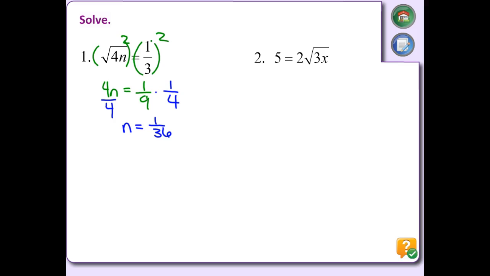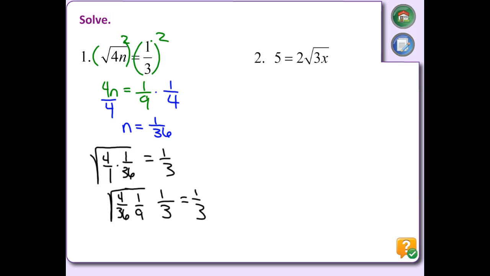Okay, now we have to check though. We've got to check every answer. So we've got the square root of 4 over 1 times 1 over 36. So that's going to give me the square root of 4 over 36. Now, that fraction reduces. Could do this 2 different ways. That gives me 1/9, and the square root of 1 is 1. The square root of 9 is 3, and 1/3 does equal 1/3. So this checks, and that is your answer.